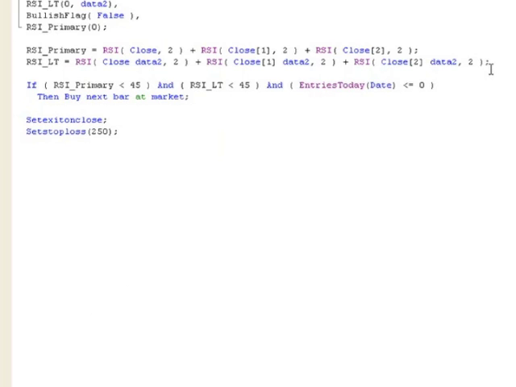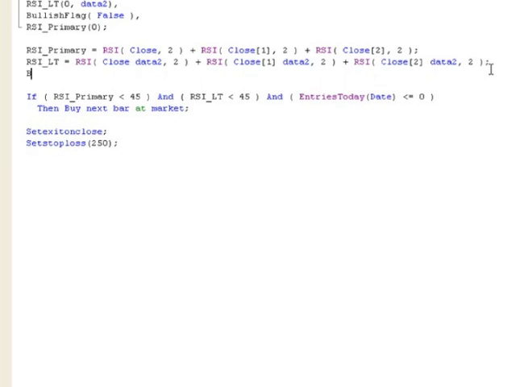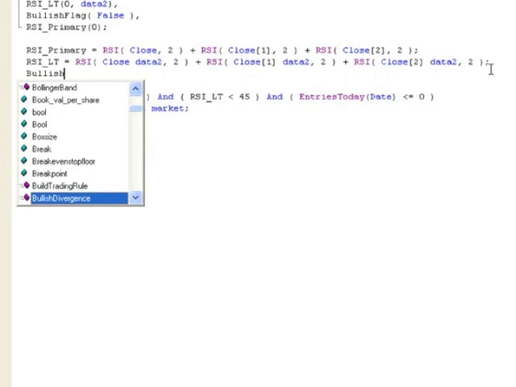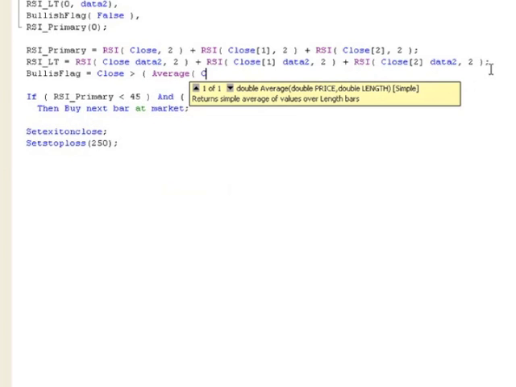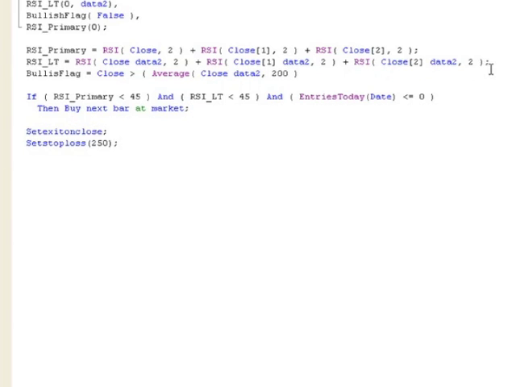And let's add this condition. Let's set our bullish flag to true or false based on what? The closing price on the 15-minute chart. Is it above the moving average? Data 2, right? With a 200 period. So what is this?